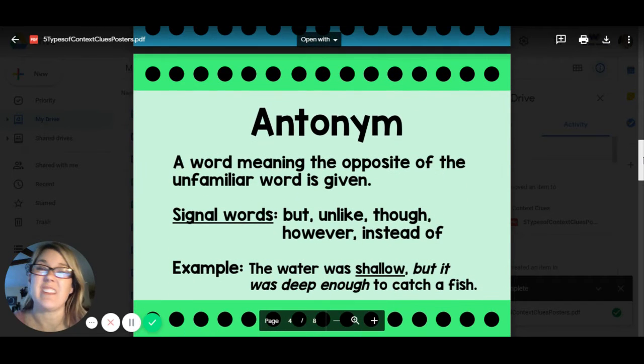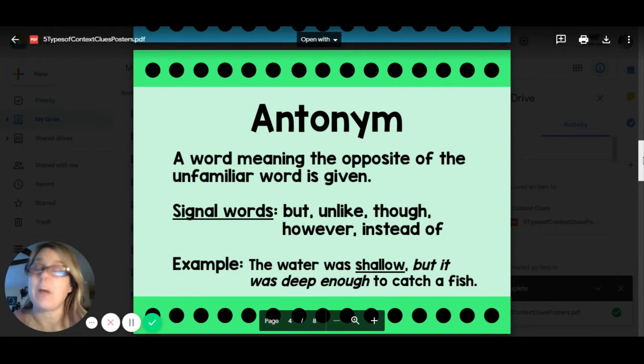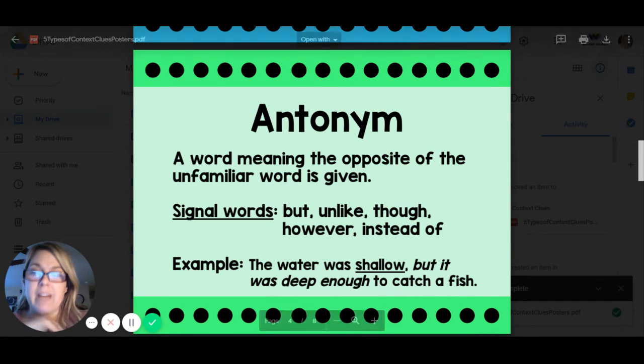The next one is the antonym, which is opposite. Synonym is the similar. I try to think of as similar. Then antonym just means the opposite. A word meaning the opposite of the unfamiliar word is given. So here are those signal words that you're going to see: but, unlike, though, however, instead of.